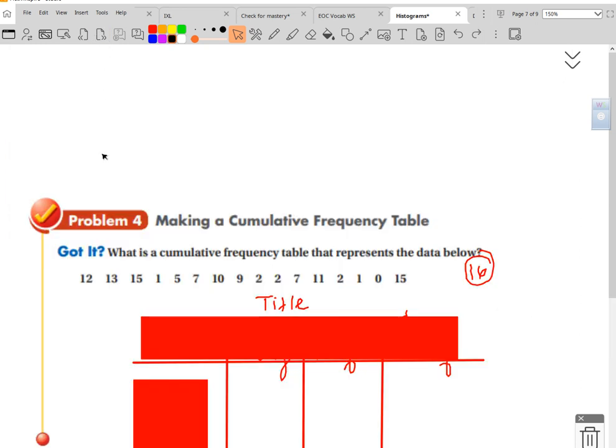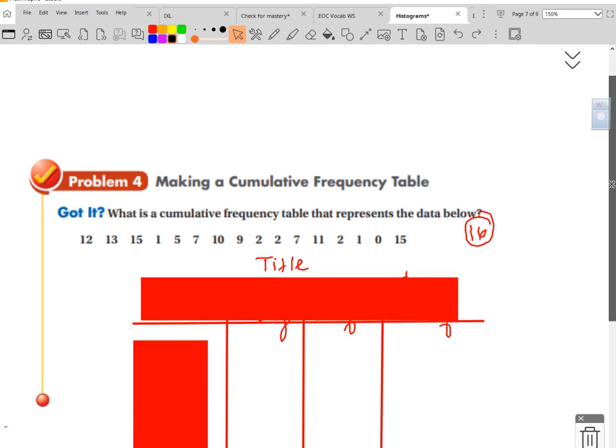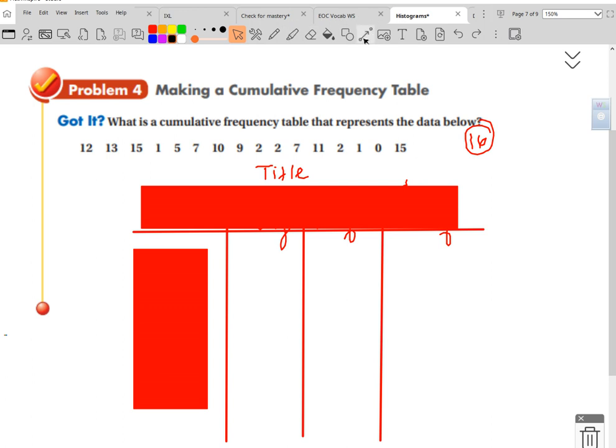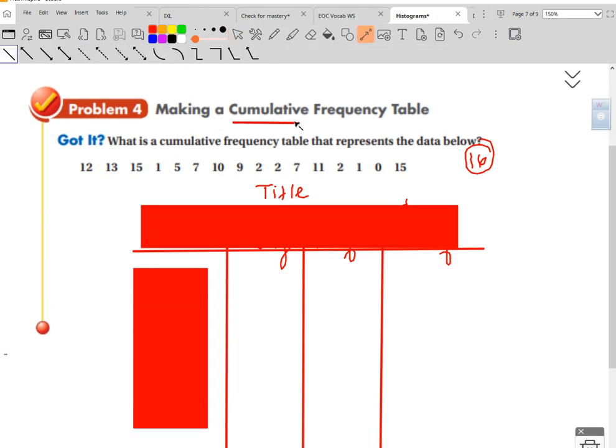Okay. The next thing we're going to do is make a frequency table. A cumulative frequency table, so that's what you're titling this one. You want to go to problem 4, just making a cumulative frequency table. Making a cumulative frequency table is just adding one more column to a frequency table. We are going to have intervals, we're going to have tallies, we're going to have frequency, and then we're going to have a cumulative frequency column.